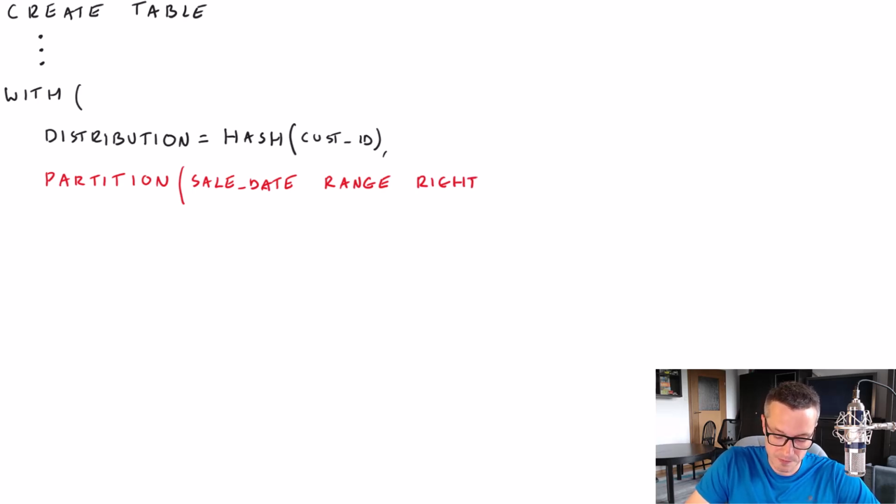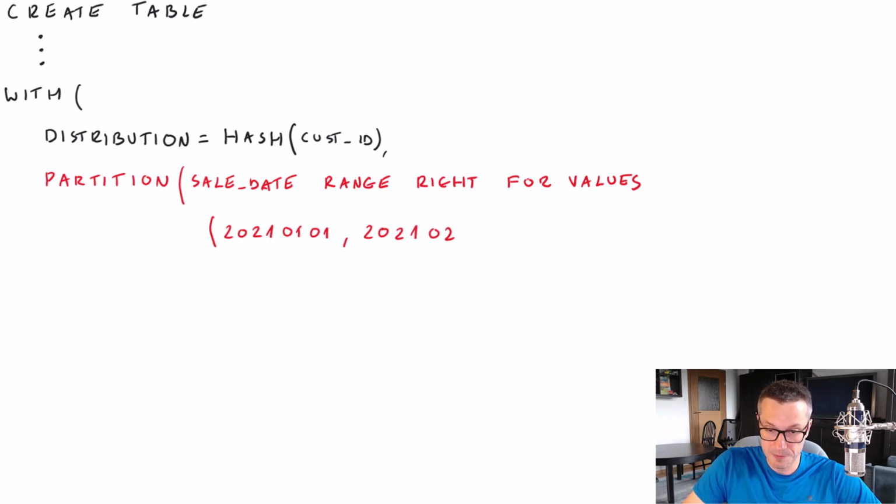For values, and then you would provide a list of those boundary points. So for example, in our case, let's go like this: 2021-01-01, then 2021-02-01, and 2021-03-01. So let's define only 3 boundaries right now.